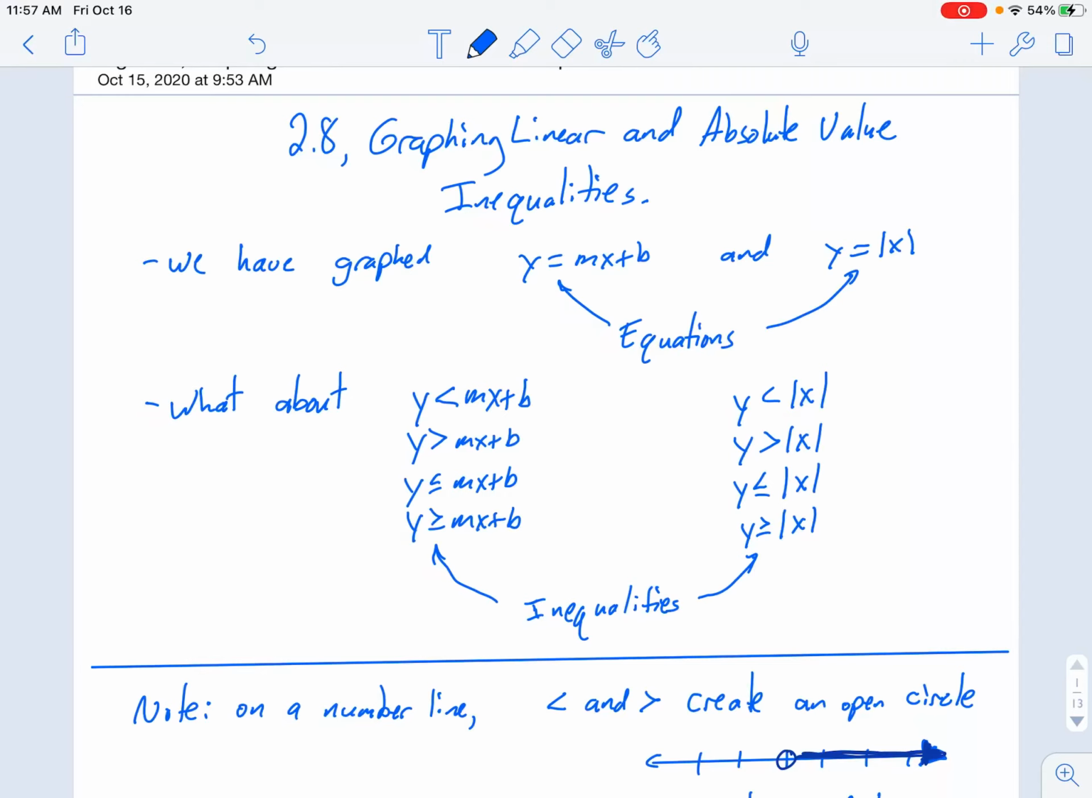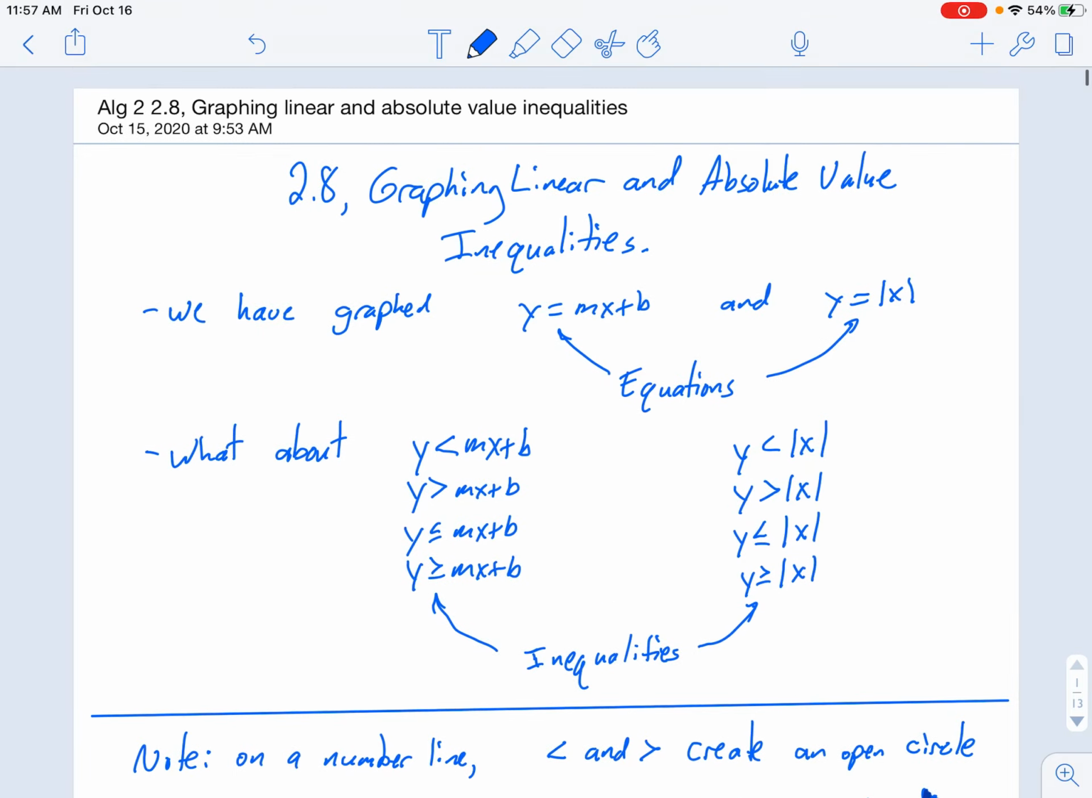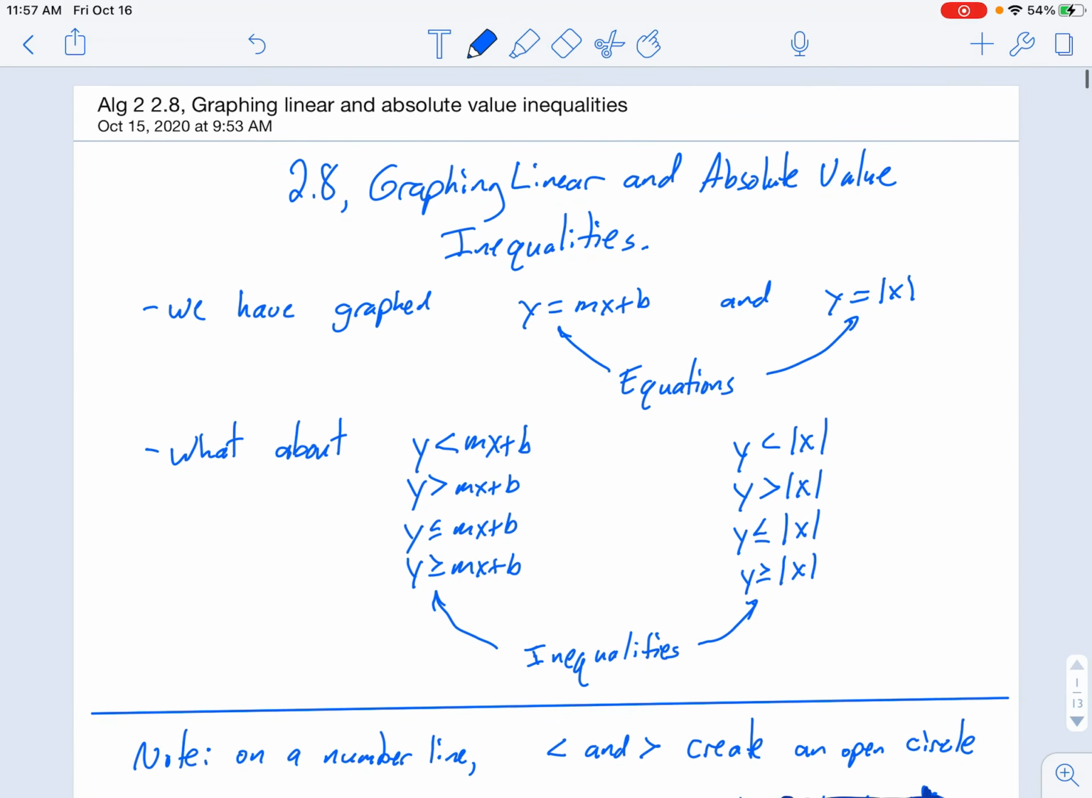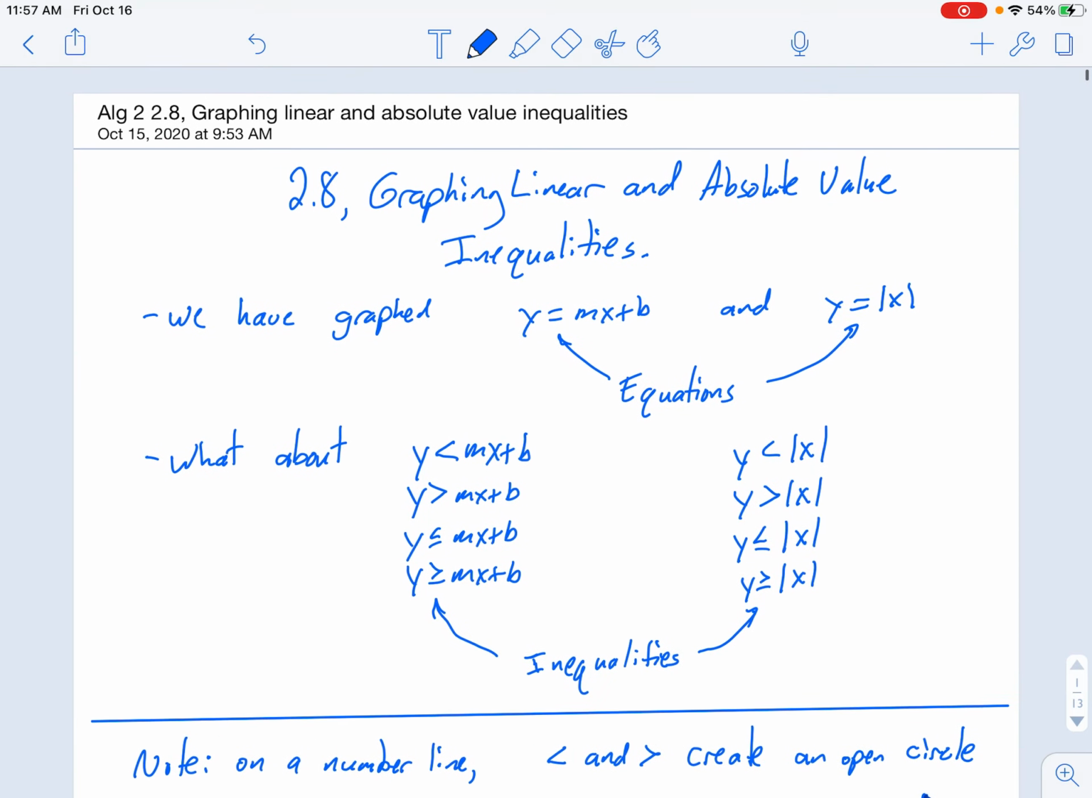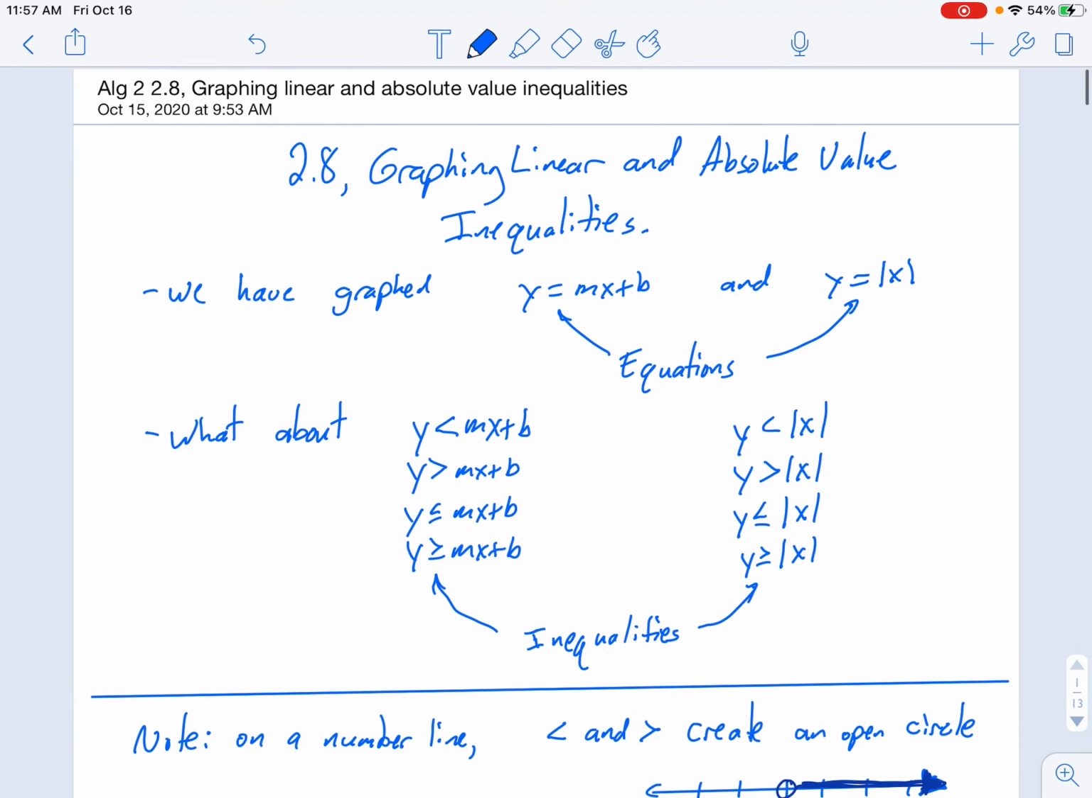Hello everybody, hope yesterday's lesson went well, sort of diverging from the video lesson format for a day. Today we're back. I'm going to explain to you section 2.8, which is graphing linear and absolute value inequalities.